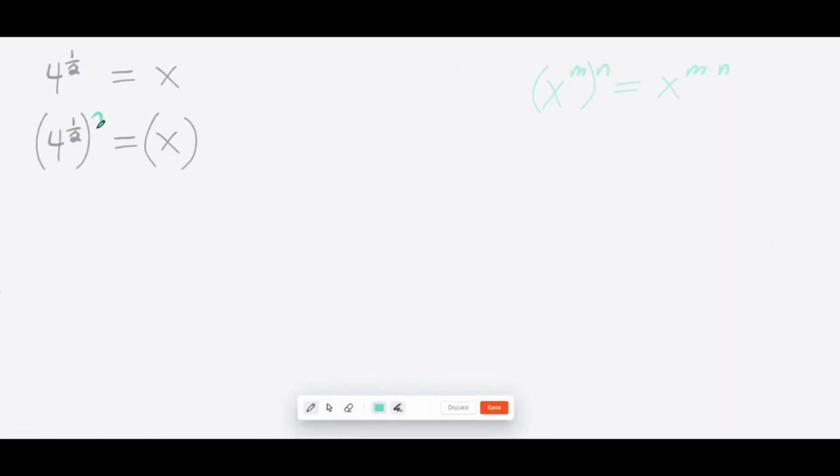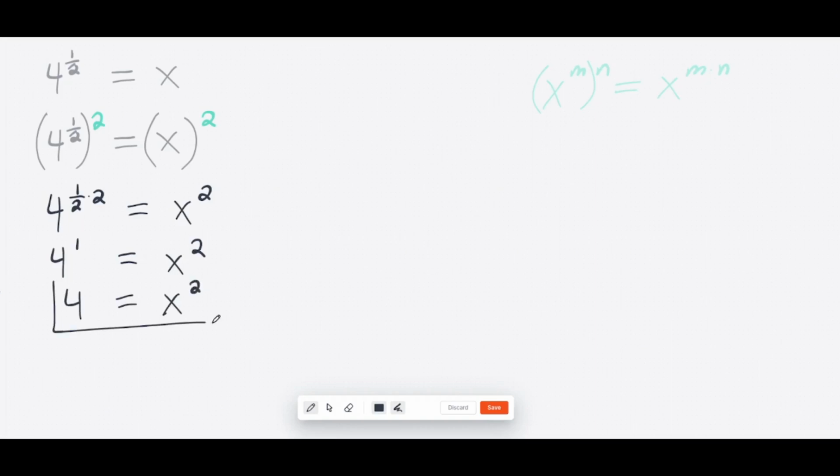So in other words, if we square both sides here, you can see how this would play out. If we have 4 raised to the 1/2 power, and then that entire quantity raised to the second power, based on this formula over here, we can rewrite that like this: 4 raised to the power 1/2 times 2, and then that's going to be x squared. And if we work this out, what is 1/2 times 2? That's 1. So we get 4 to the first power is equal to x squared. 4 to the first power is just itself, so we end up with 4 equals x squared.